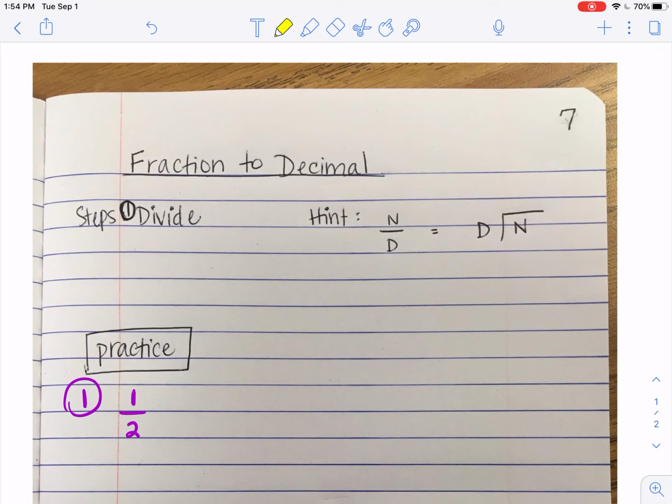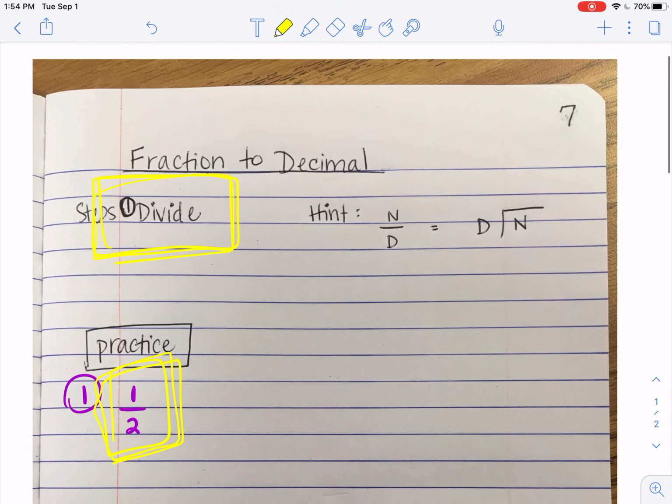So if I have 1/2, a fraction, and I want to change that to a decimal, my only step is divide. That's it. But if you're looking at 1/2 and you're like, well, what do I divide? Where do I start? What does that mean? It means that you take your numerator and your denominator, and here's your hint, you divide like that.